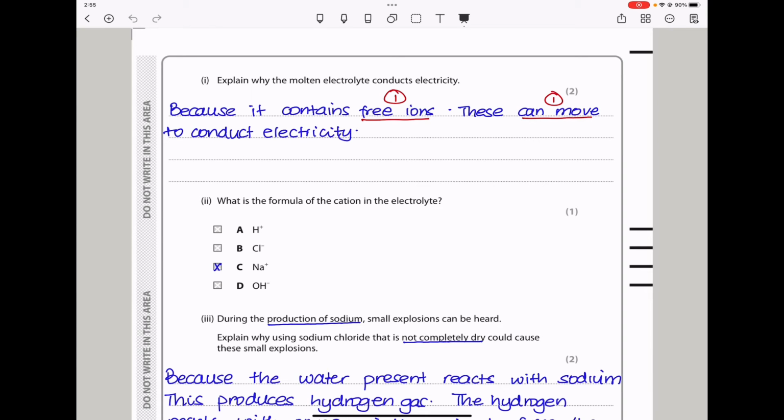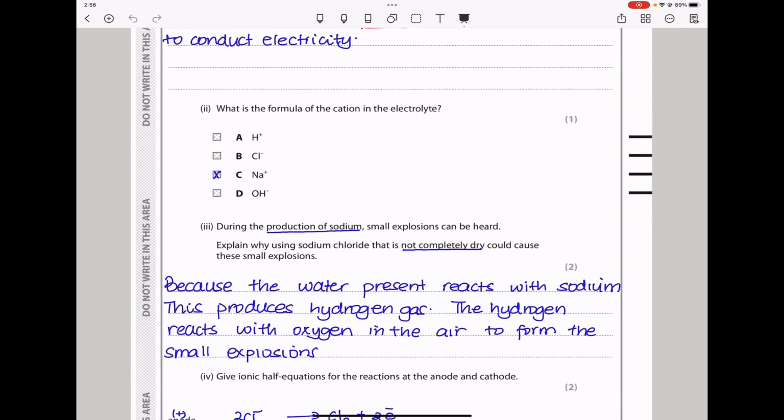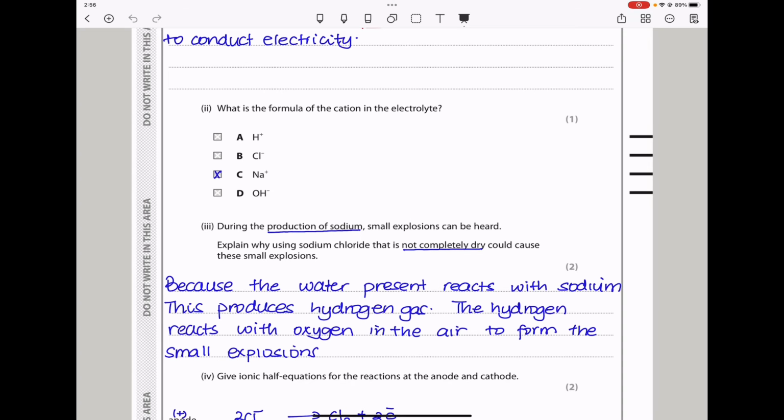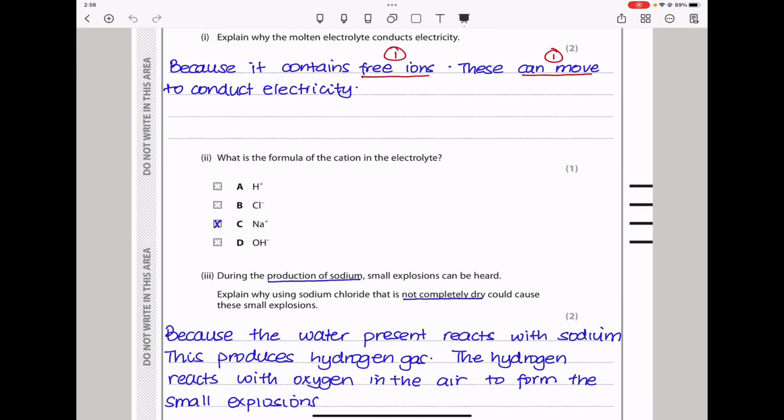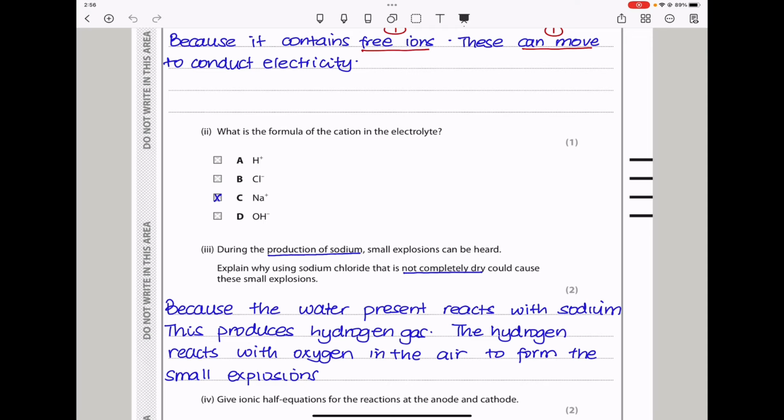Then they ask, explain why the molten electrolyte conducts electricity. The molten electrolyte can conduct electricity because it contains free ions, and these free ions can move in order to conduct electricity. Next they say, what is the formula of the cation in the electrolyte? Since the electrolyte is sodium chloride, the cation is going to be the sodium cation, which is Na+.